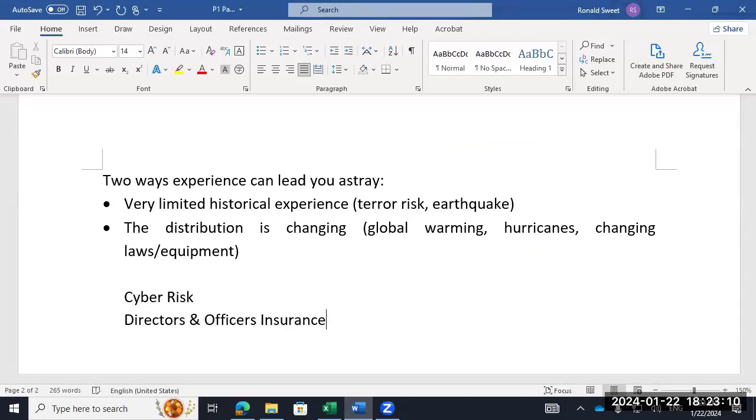So what is directors and officers? That's when stockholders sue companies because they think management made a mistake. So let's say you're in 1998, 99. You've had a bull market for the last decade or two. How many people are suing management for losses in the stock market?